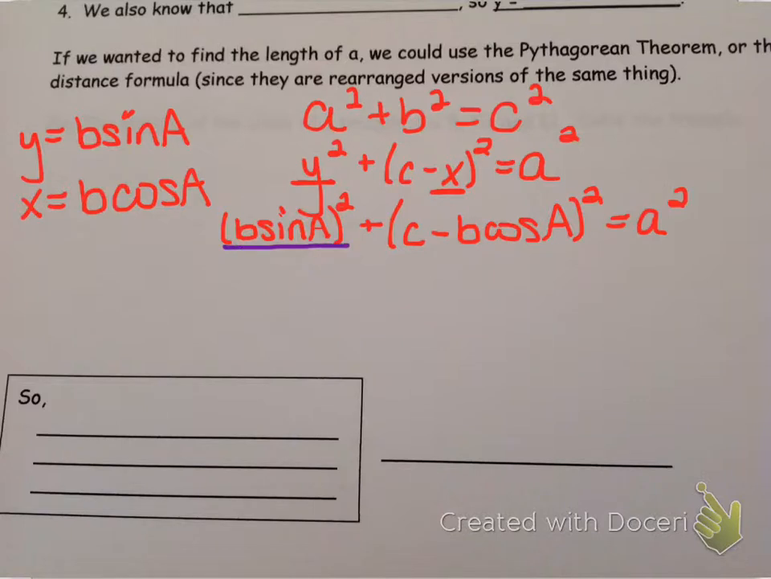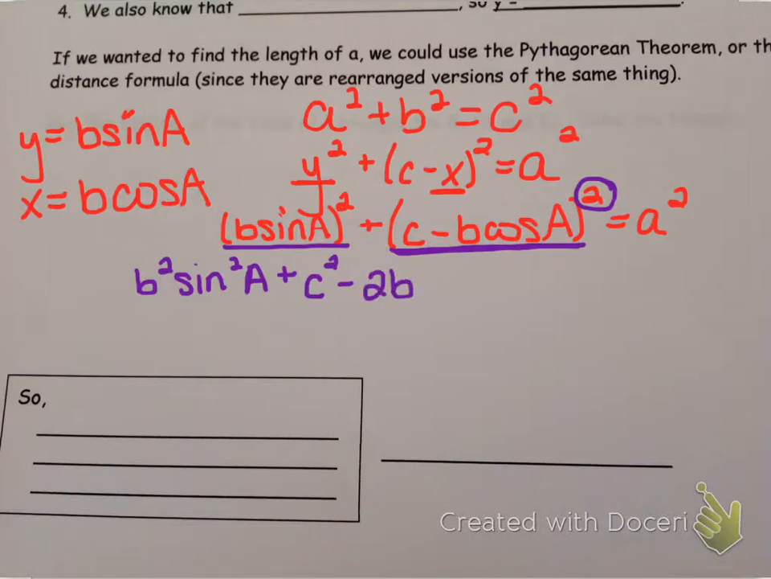So when I square this, it just becomes b squared times sine squared of a plus, when I square all of this, I have to FOIL, because this is c minus something. It's a binomial, and so I'm going to have to FOIL it out. And so when I do that, I get c squared minus 2bc cosine of a plus b squared cosine squared of a.